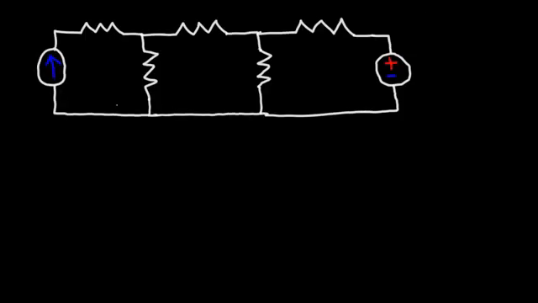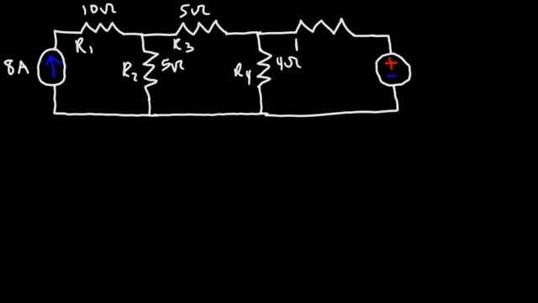Now let's work on another example. So here we have an independent current source of 8 amps. Let's say that R1 is 10 ohms. R2 is going to be 5 ohms. And then R3, that's going to have the same value of 5 ohms. Next, we have R4, which is going to be 4 ohms. And then R5, which is going to be 10 ohms. And then the voltage source is 50 volts. Using this information, go ahead and calculate the current in each resistor.